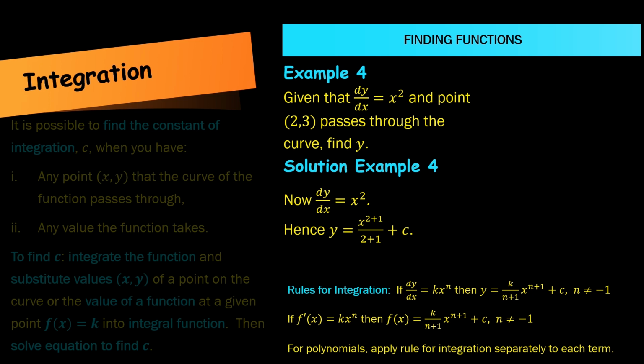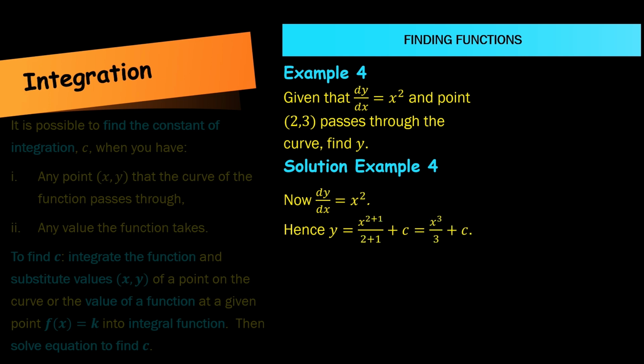Now, dy dx equals x squared. So how did we obtain y equals x to the power 2 plus 1 divided by 2 plus 1 plus c? Let's see how the rules of integration apply. So here we've added 1 to n is equal to 2, so n plus 1 equals 2 plus 1. And when we tidy up, we obtain x cubed over 3 plus c. So y is equal to x cubed over 3 plus c.